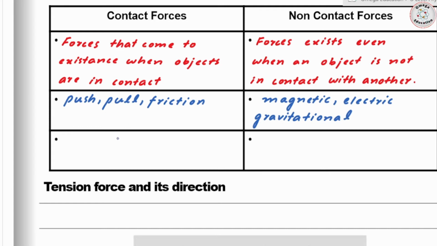For the non-contact forces, there exists a field. For example, if we talk about the magnetic force, it is there due to the magnetic field. Electric force is there due to the electric field. Gravitational force is there due to gravitational field. So there is a field. Field is a region in which the object would experience that force. For the contact force, there is not any field.